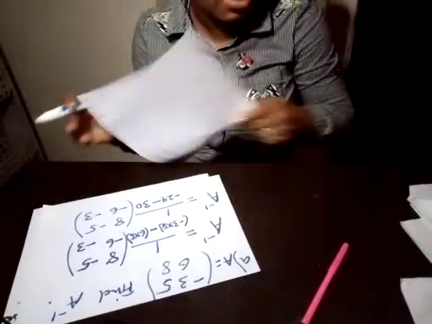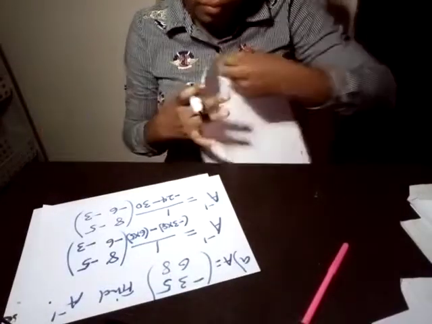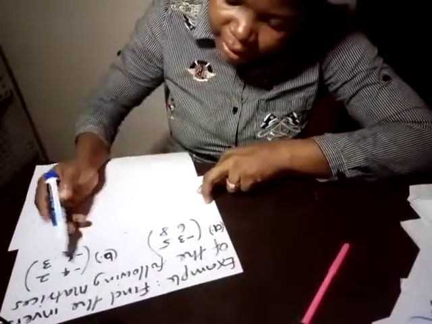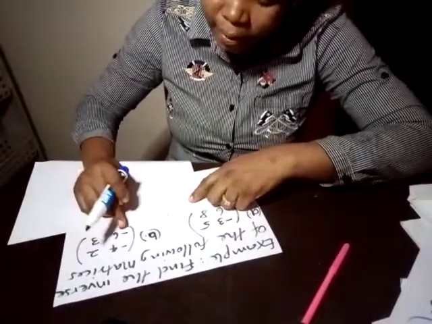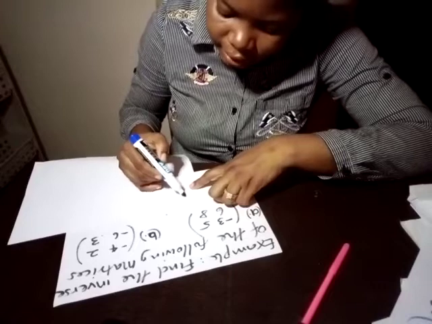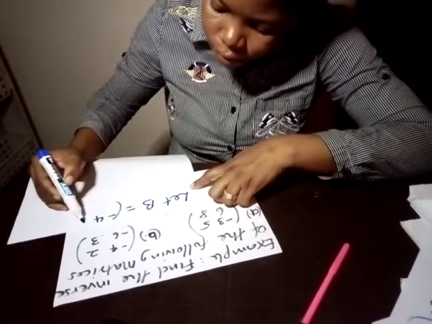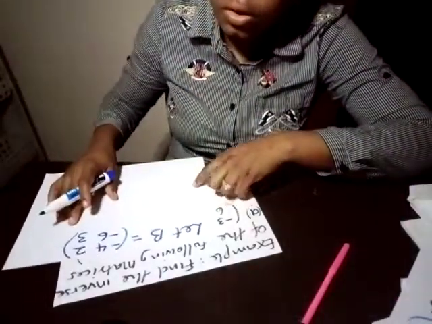So let's look at the second one. I want to find the inverse of the second one. The second one is we have to find the inverse of minus 4, 2, minus 6, 3. So let's say B equals minus 4, 2, minus 6, 3. Do you get that now?